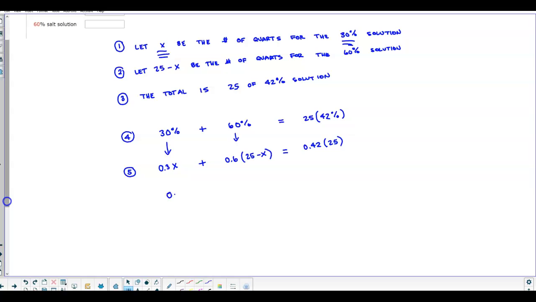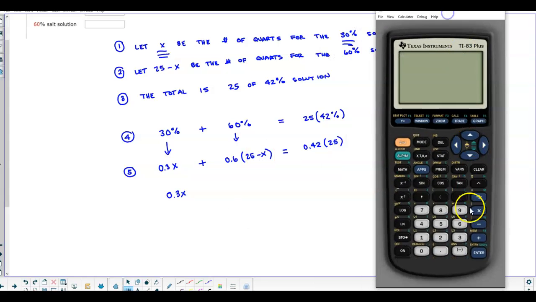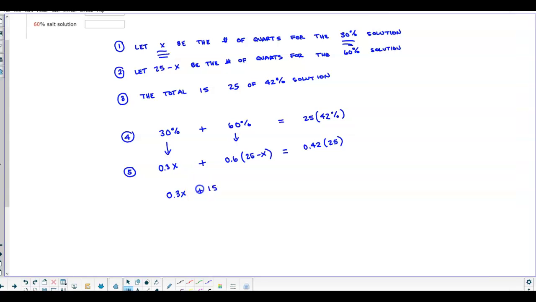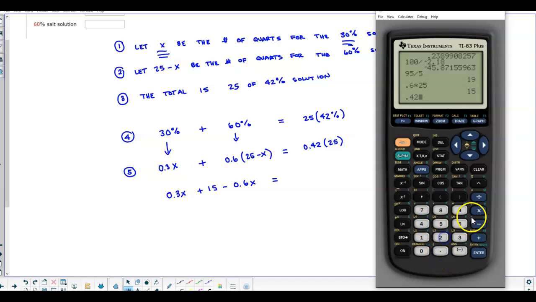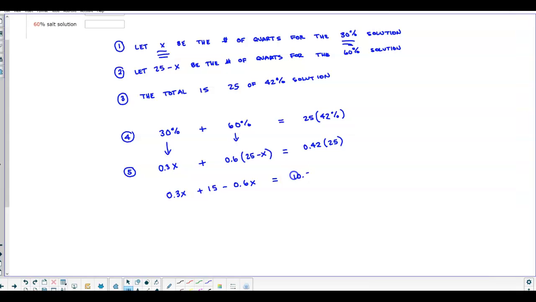So we have 0.3x, and if we want, we can use our calculator to do the other multiplication. We know that 0.6 times 25 gives us 15, so that's plus 15 minus 0.6x. And then if we take 0.42 and multiply that by 25, that's going to give us 10.5. And so now what we want to do is combine like terms.